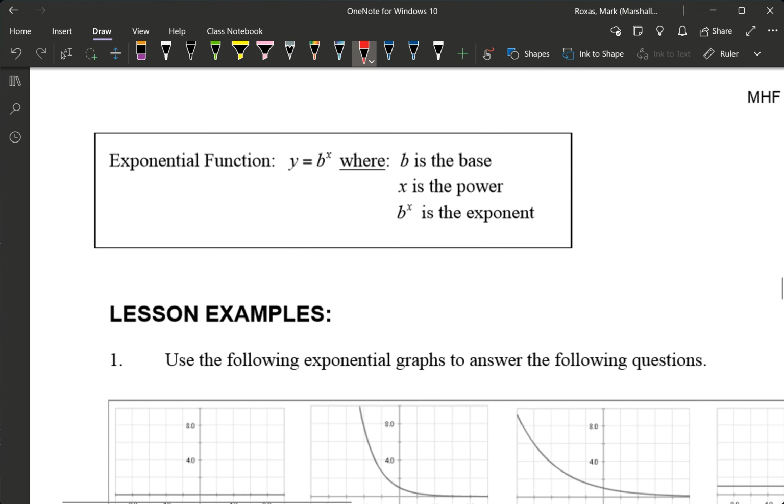Okay, so again, some of the characteristics of an exponential function: b is the base, x is the, well, actually, this should be corrected. x is the exponent, and b to the x is what we call the whole power. Okay?